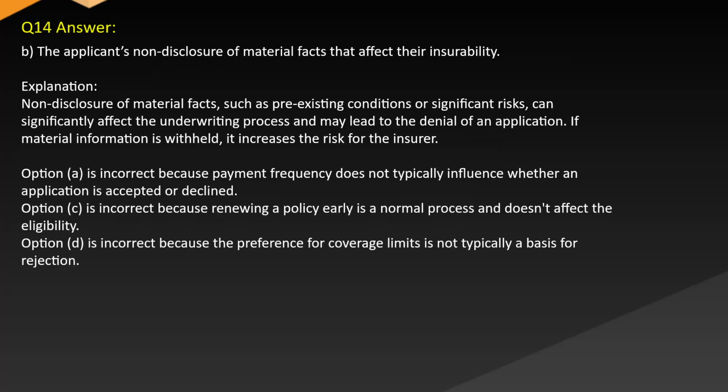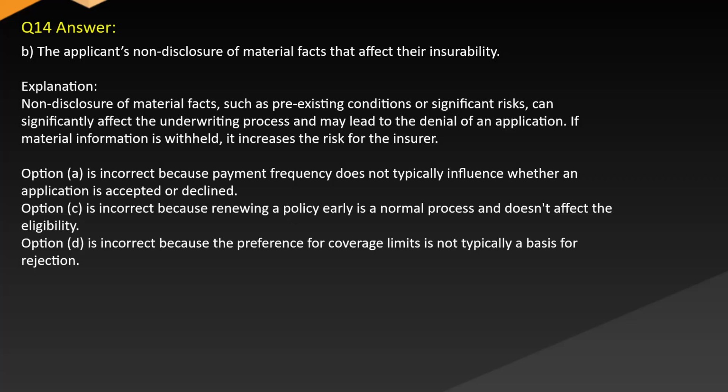Answer: B. The applicant's non-disclosure of material facts that affect their insurability. Explanation: non-disclosure of material facts such as pre-existing conditions or significant risks can significantly affect the underwriting process and may lead to the denial of an application. If material information is withheld, it increases the risk for the insurer.